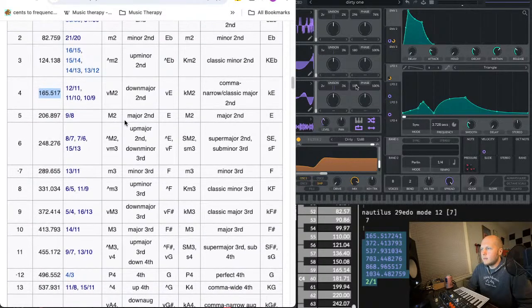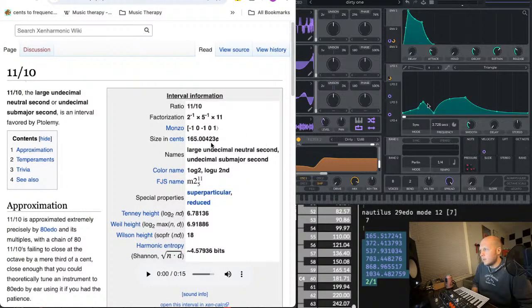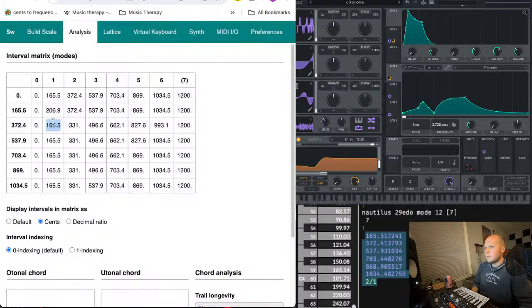But there's way better approximations to those intervals in other tunings. And as we can see here, this 29 EDO scale has a really good 11/10, because it's half a cent off. So that 165, which we have a bunch of, yeah, it's barely off at all. So we have it here, here, and here. So we have a lot of these.